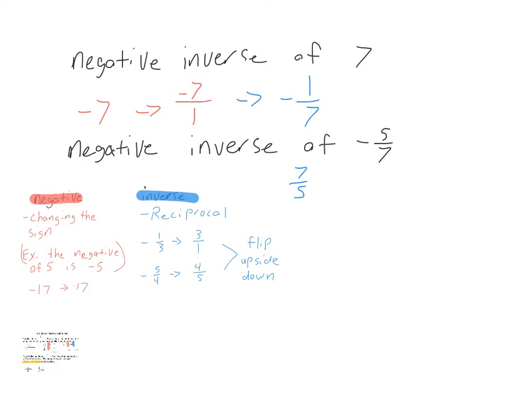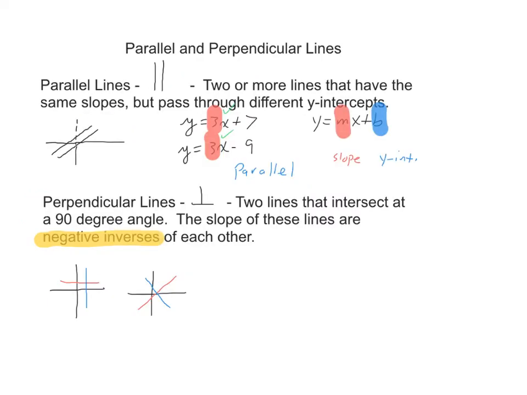Okay. Now that we know that, we can look at actually identifying perpendicular lines. So we're going to look at y equals 3x plus 7, y equals negative 1/3 x plus 7. So all you're going to look for is that slope, just like we did before.